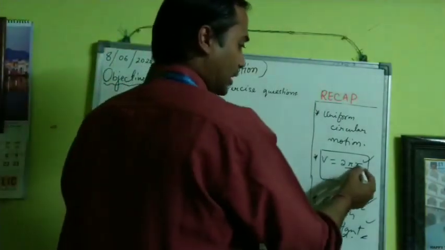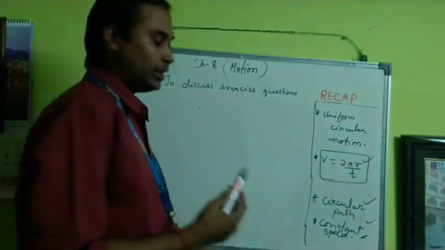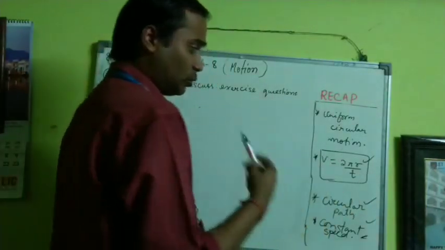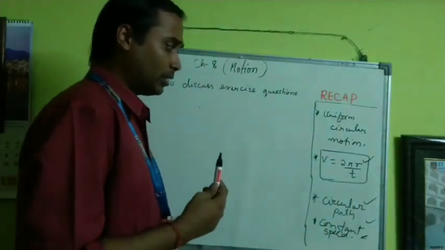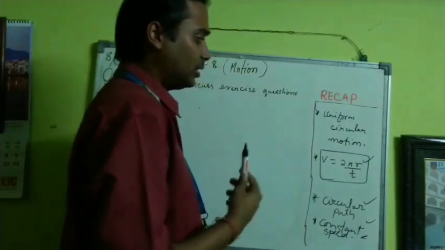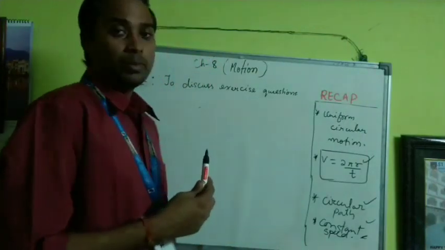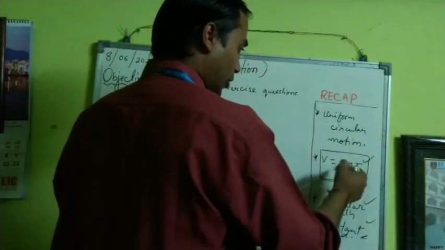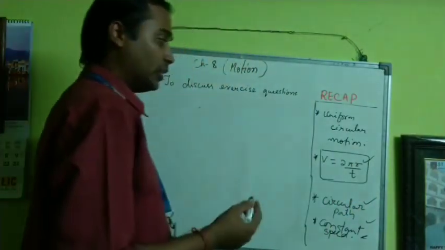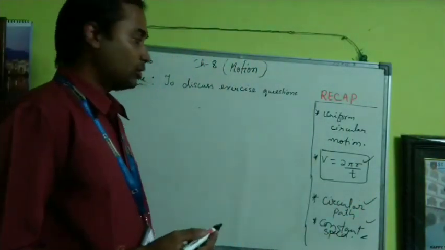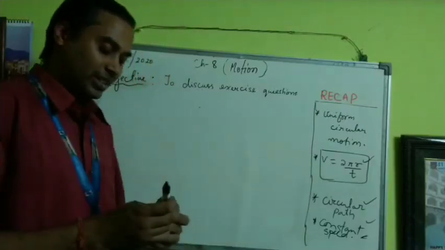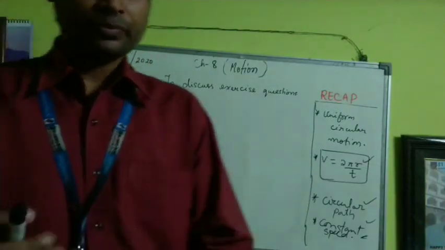Here r is the radius of the circular path and t is the time to cover one complete round of that circular path. So this is how you can find speed or velocity for a circular motion. Now let us discuss the exercise questions one by one.